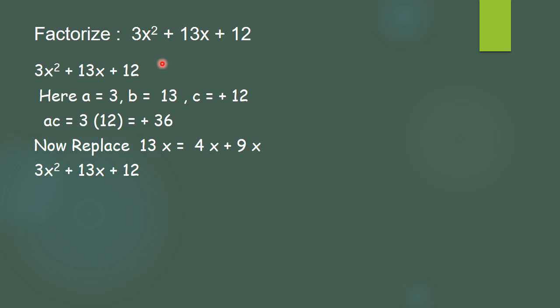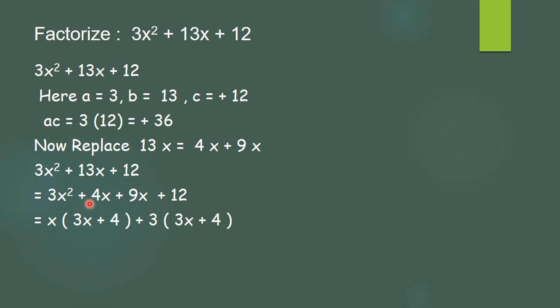Now we'll replace it: 3x square plus 13x plus 12 will be written as 3x square plus 4x plus 9x plus 12. Now what is common from these two terms? 3 and 4, no number is common but x is common. So x in a bracket, 3x plus 4, plus what is common in the other two parts? The common is 3, because 3 threes are 9, 3 fours are 12. So we can take 3 common. What is left from here is 3x and from here 4. Now 3x plus 4 is a common bracket and from here what is left is x plus 3.